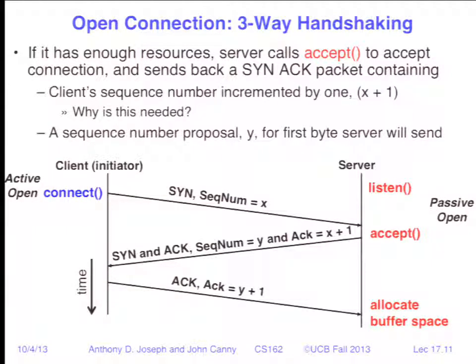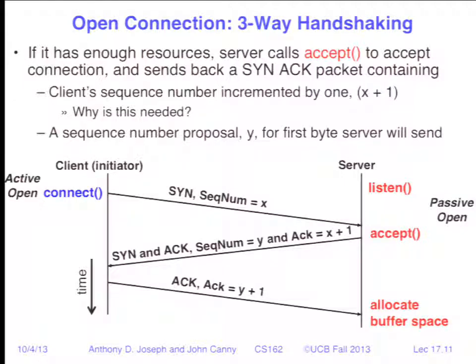OK, so yes, question? Why not start with 0? So originally they did. And the problem is that what happens if I open a connection to your machine, and now I close the connection, and now I open another connection? And I do that really quickly. Then if packets get reordered in the network, you don't know whether the packets are coming in from the first connection or from the second connection. So by starting with a random sequence number, the idea is we start up offset, and that way we hopefully don't have overlap.